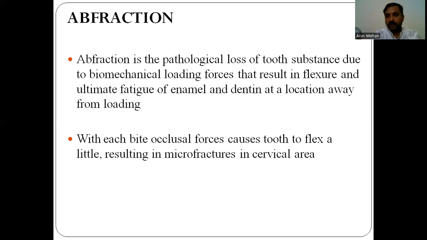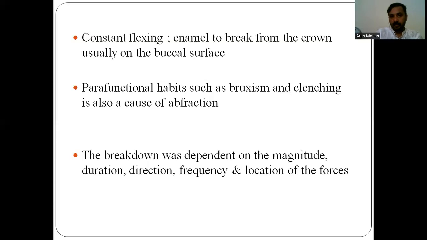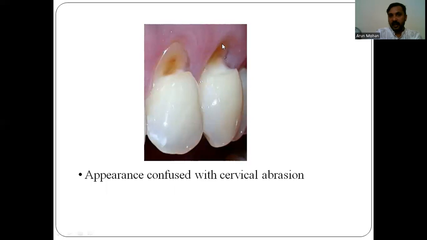So this bending can lead to microscopic fractures and fracturing away of small amounts of tooth surface from the cervical area. Each time the teeth come into contact with each other, there is bending of the teeth happening, which cannot be appreciated with our eyes. At a microscopic level, bending will be happening, and due to that, small amounts of tooth will be separated from the cervical area of the tooth surface. So this will lead to loss of tooth from the cervical area, which will give an appearance almost the same as that of an abrasion. In the cervical region, you will see a V-shaped or wedge-shaped defect with sharp internal line angles. This is the reason why it is often confused with cervical abrasion.